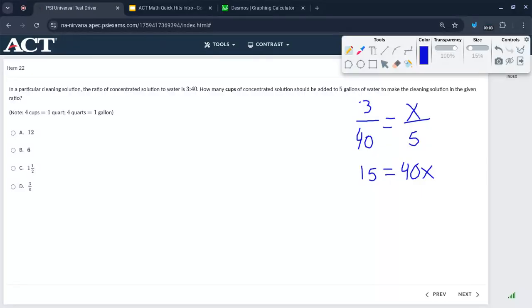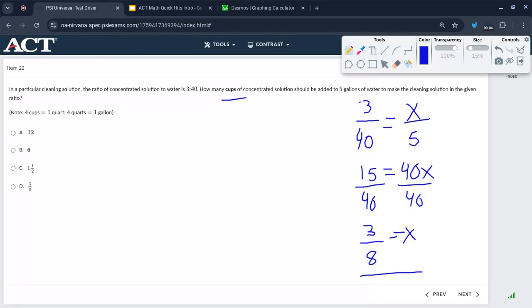So we end up with this equation here. To get x by itself, we divide both sides by 40. And then we just have a fraction to reduce here. 5 goes into 15 3 times, and 5 goes into 40 8 times. So if we were just putting gallons of cleaning solution into our 5 gallons of water, we would put in 3/8 of a gallon, and we'd be done. But this problem's super annoying, and we only have cups.